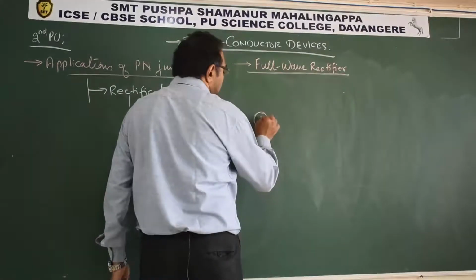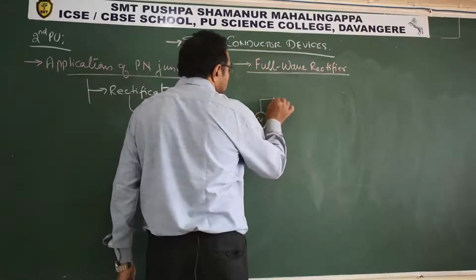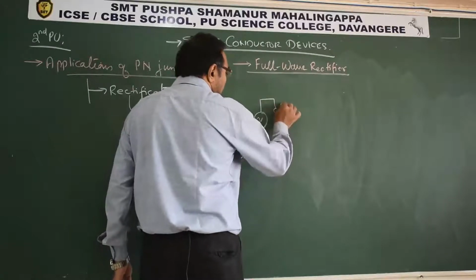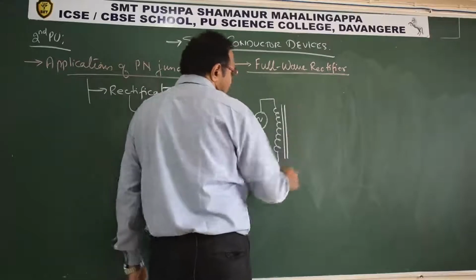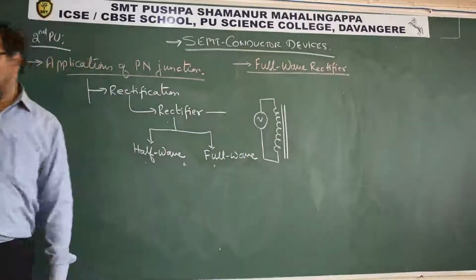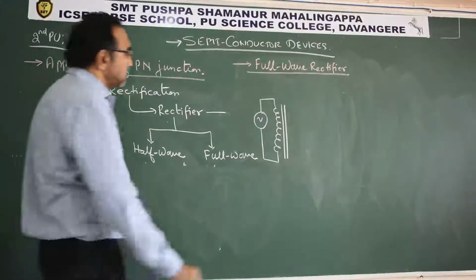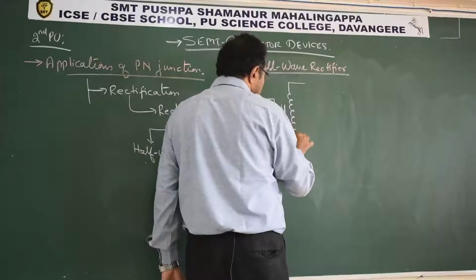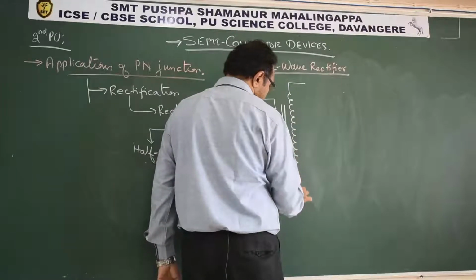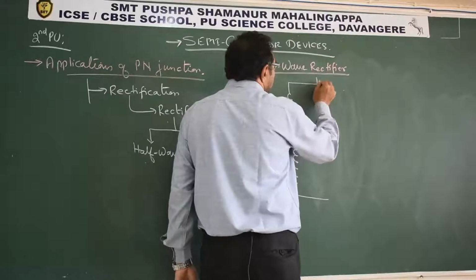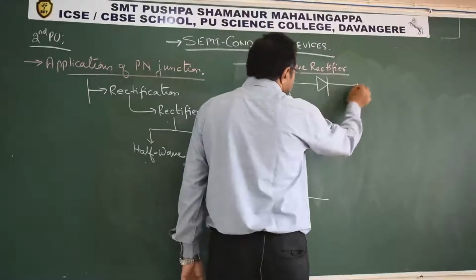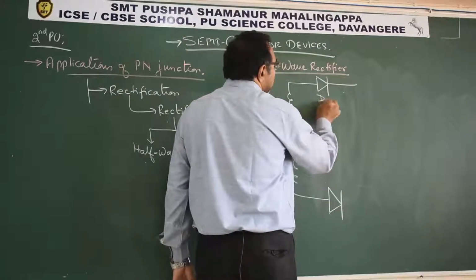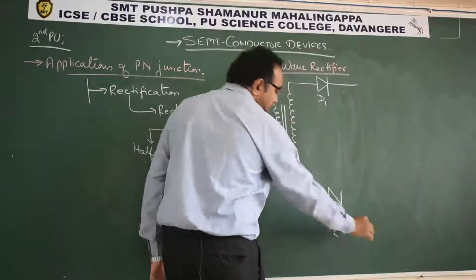Primary is going to remain the same. This is the input. So you are feeding input to the primary, that is going to remain the same. Now what we have is the secondary. We have one diode here, I have one more diode here. So we have two diodes, D1 and D2.